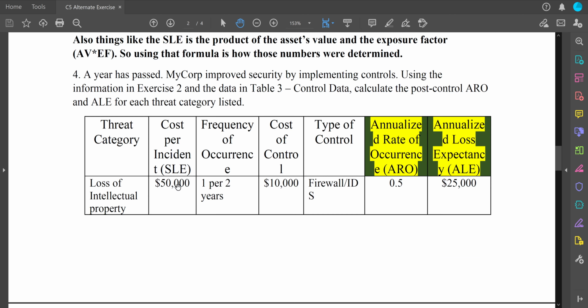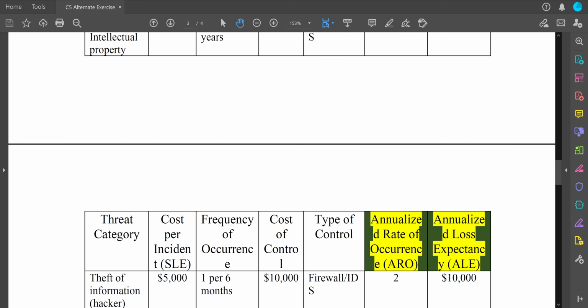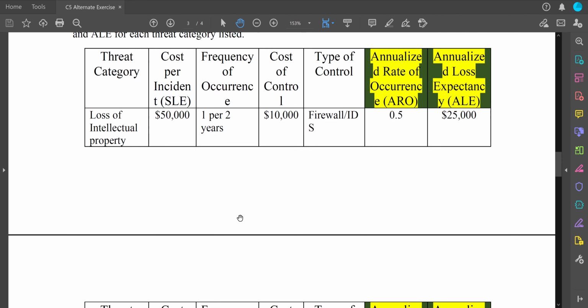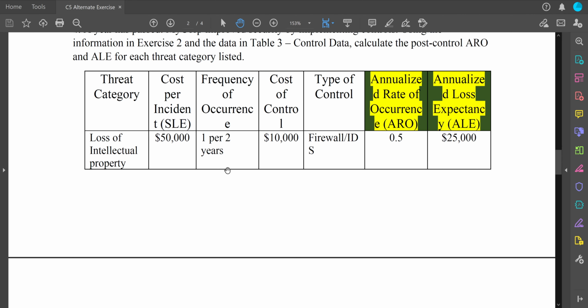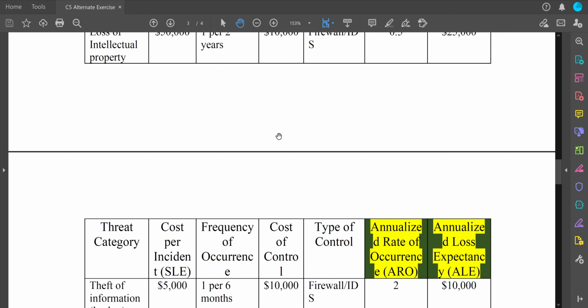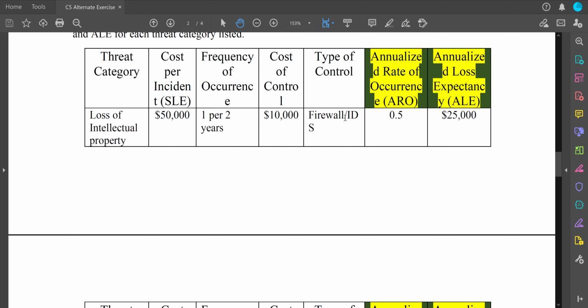If you realize, some of these numbers have changed, right? The cost per incident has pretty much stayed the same, but the frequency of occurrence has changed. And the reason is that they now have controls in place. And remember, I told you controls is just another way of saying protections, or things they have in place to protect that specific asset. For loss of intellectual property, this time around, the control they have in place is a firewall, right? So because these numbers change, our ARO would change along with our ALE, right?